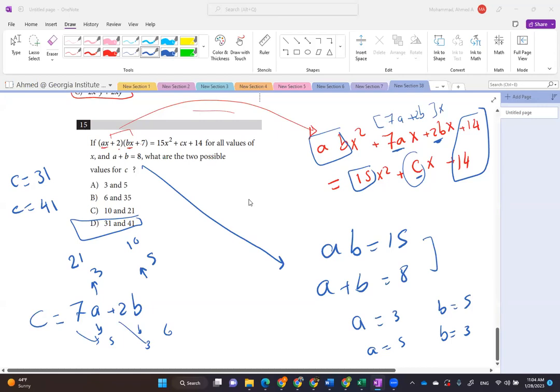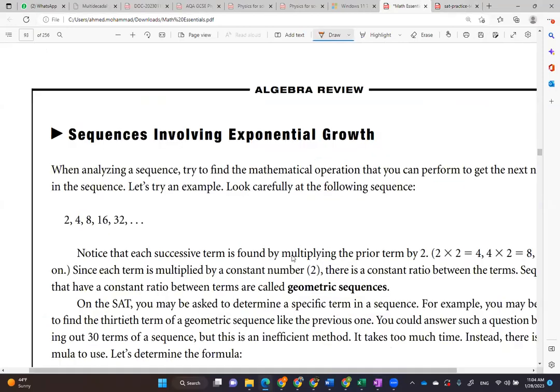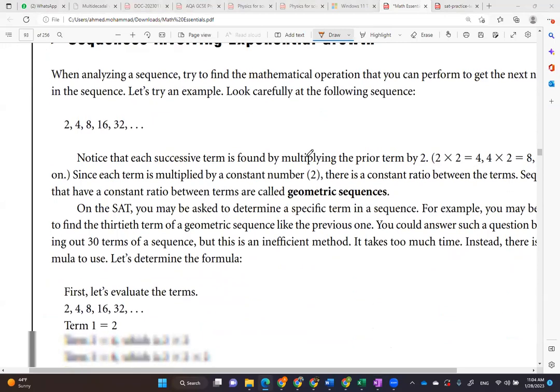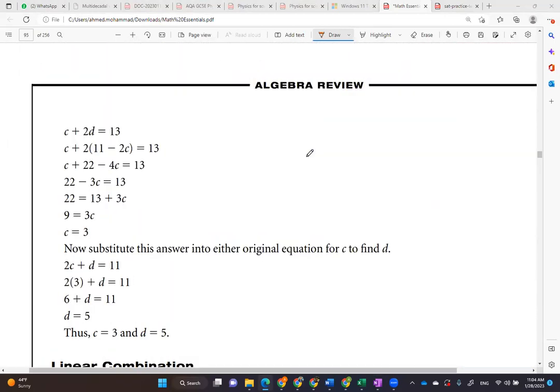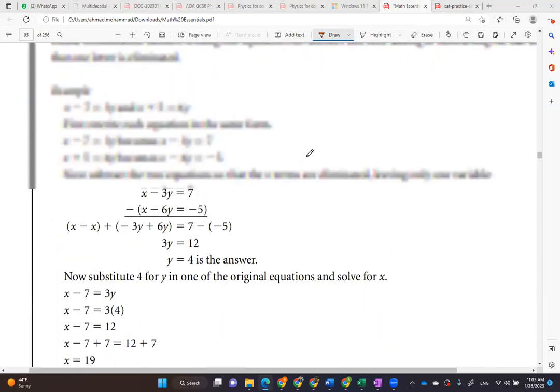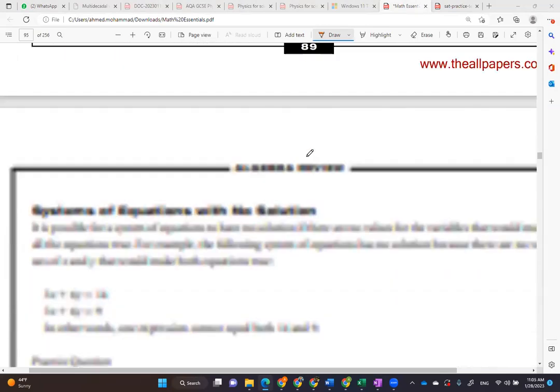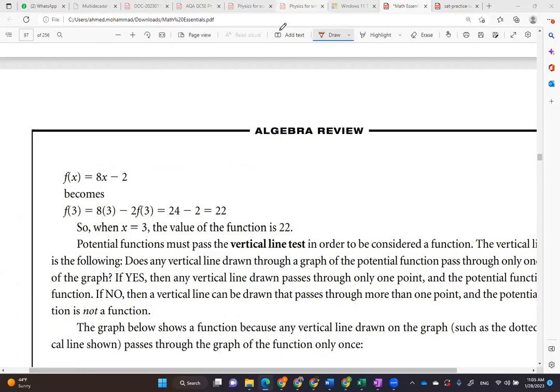Okay, now is 11:05 in USA, so it's 6:05 in Egypt. I have another session. So next week, inshallah, to make sure you are following with me, we're gonna take the sequence involving exponential growth, inshallah. We're gonna cover this next week with the substitution and a linear combination and function domain and range, inshallah, next time. Do you have any questions?